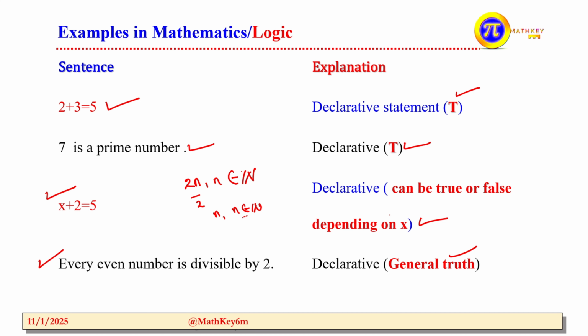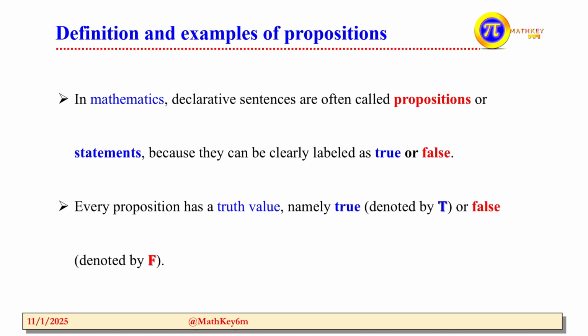So let us come to mathematics. In mathematics, declarative sentences are often called propositions, or we call these statements. We can use them interchangeably, because they can be clearly labeled as true or false statements. So every proposition has a truth value, either true or false. A proposition or statement is a declarative sentence that can be true or false, but not both.